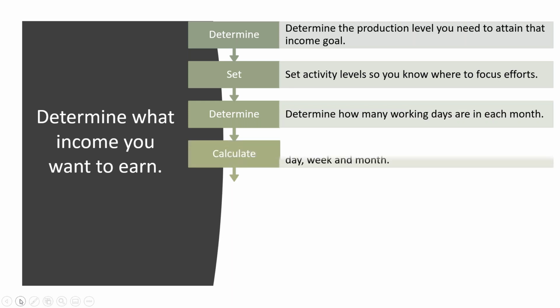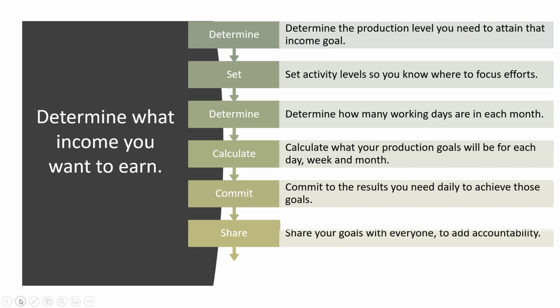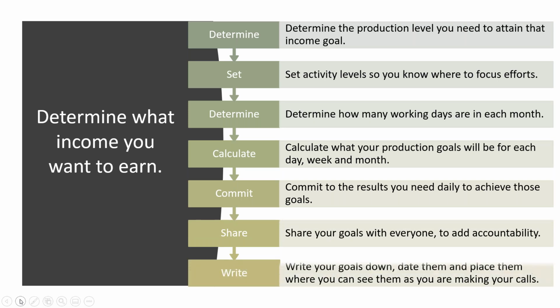You write your own paycheck. Your owner doesn't write your paycheck. You do. Determine the production level you need to attain your income goal. And then set activity levels. What results do you need every single day? What activity level do you have to put out there so you get the results? How many working days are there in each month? And calculate what your production goals will be for each day, week, and month.